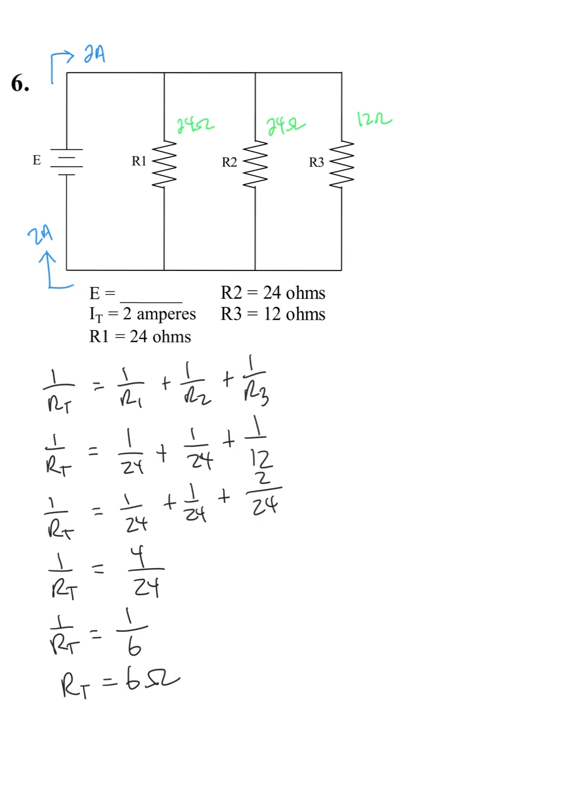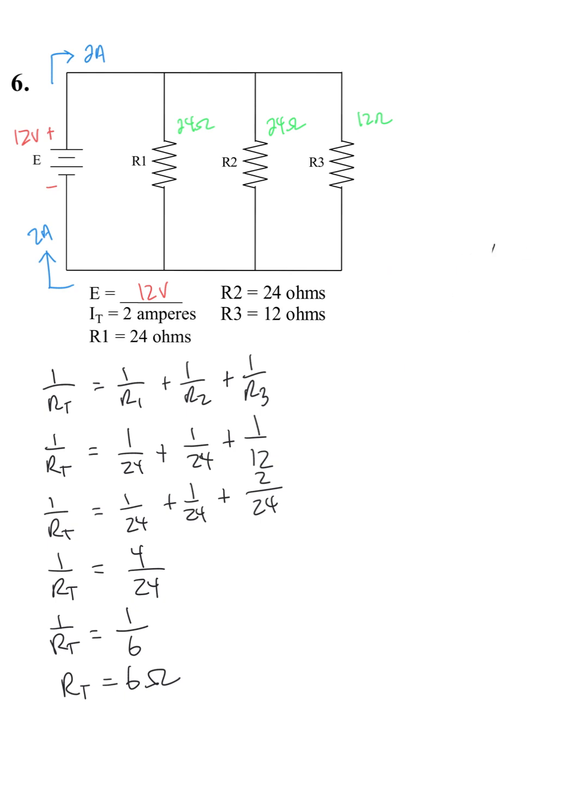Okay. So now once we know that, we can simply use Ohm's law. So we can say voltage is equal to current total times resistance total. So this is going to be 2 times 6. So our voltage is 12 volts. So now over here, we'll put in 12 volts. And we have pretty much solved that equation. Only thing we can do is get rid of some of this stuff.